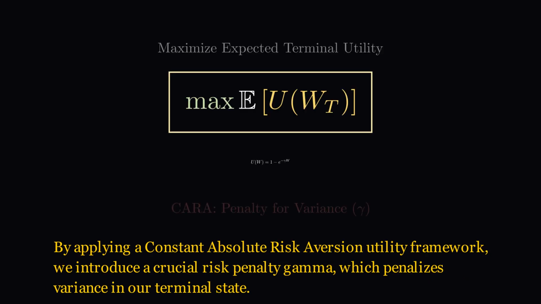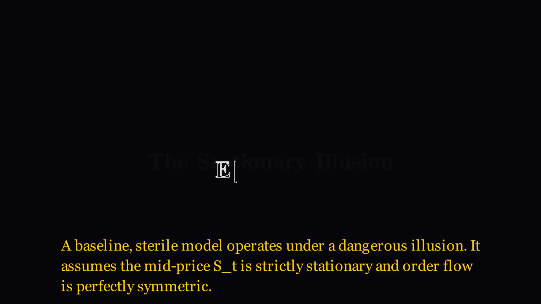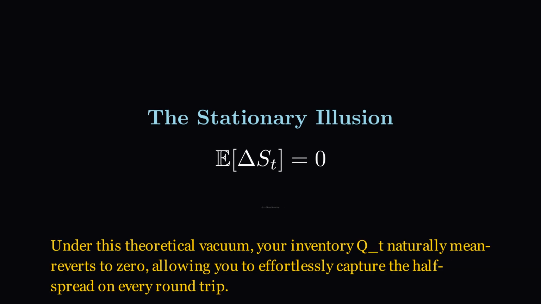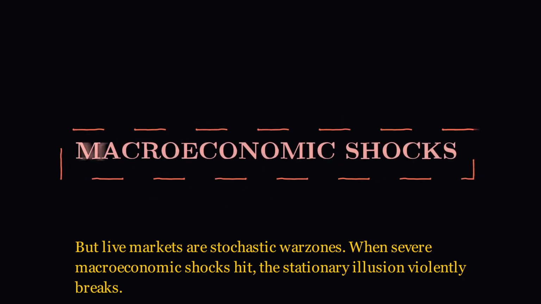By applying a constant absolute risk aversion utility framework, we introduce a crucial risk penalty gamma, which penalizes variance in our terminal state. A baseline, sterile model operates under a dangerous illusion. It assumes the mid-price S_t is strictly stationary and order flow is perfectly symmetric. Under this theoretical vacuum, your inventory Q_t naturally mean reverts to zero, allowing you to effortlessly capture the half spread on every round trip. But live markets are stochastic war zones.